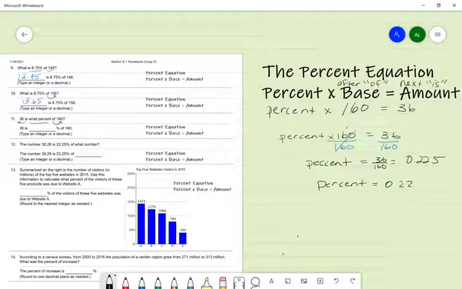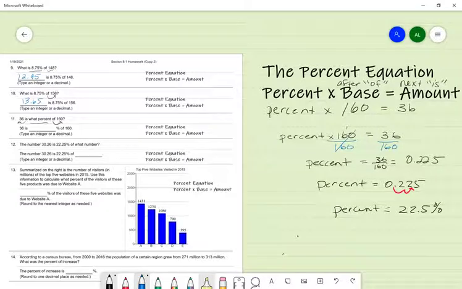Now, we haven't converted it to a percent yet. So we do want to take this decimal and convert it to a percent because our answer is asking for what percent. So we're going to move the decimal 2 places to the right. And the percent is 22.5%. So going back to our answer space, we will write 36 is 22.5% of 160.